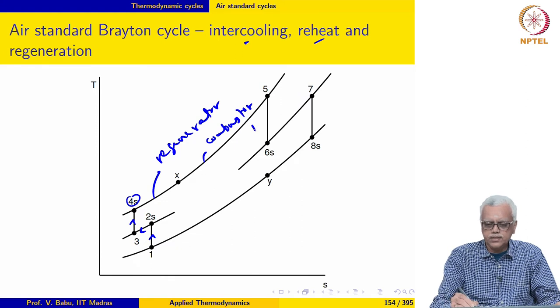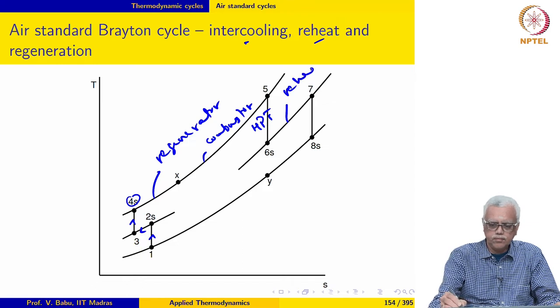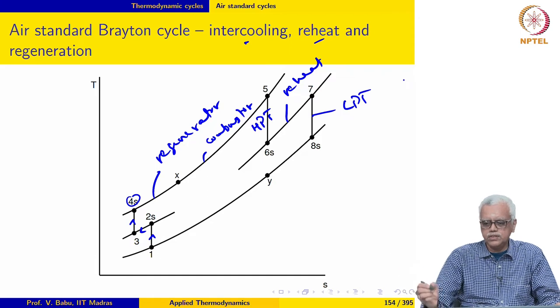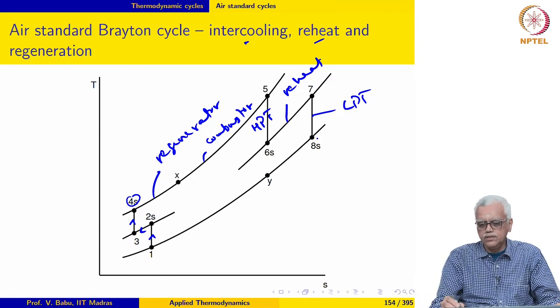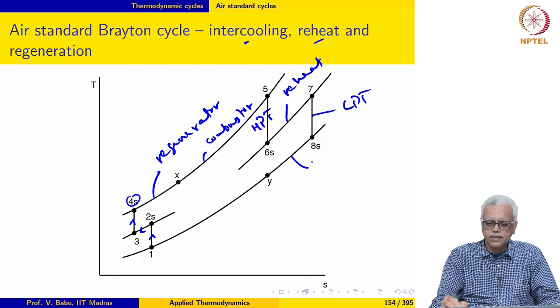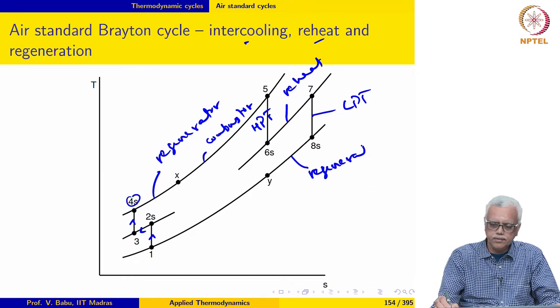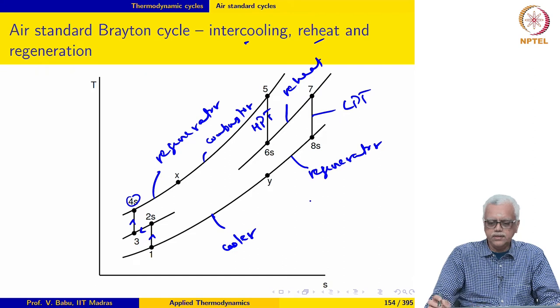It undergoes expansion in the high pressure turbine. Then, this is the reheat portion. And this is the low pressure turbine. It undergoes expansion in the low pressure turbine, and this air exchanges its heat with the incoming air. So, this is also in the regenerator. Then finally, heat is lost to the ambient in the cooler.